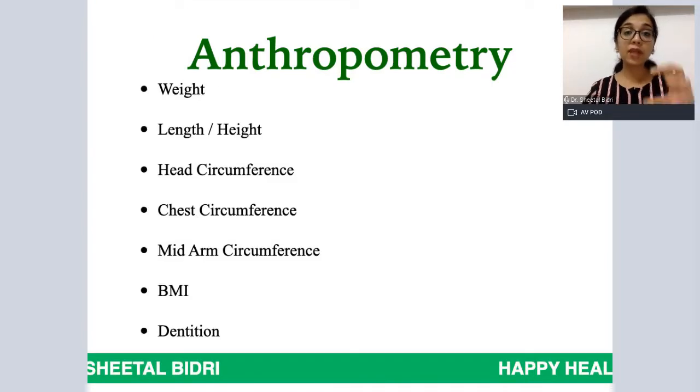We have to go through the weight, height, head circumference, chest circumference, mid-arm circumference, and the dentition. These things are analyzed and studied on a measurement basis. These are the things which we can tabulate in our clinic while the case is being taken.